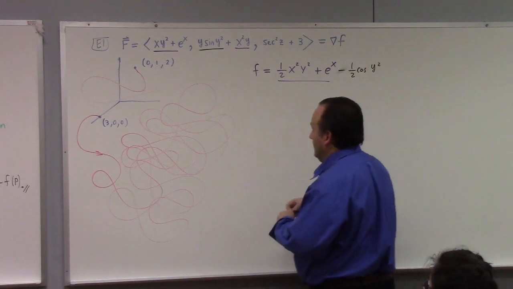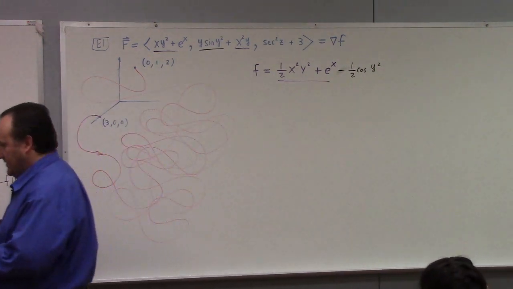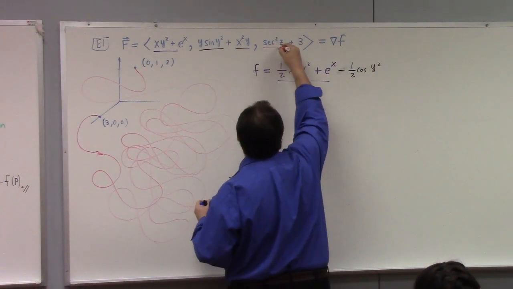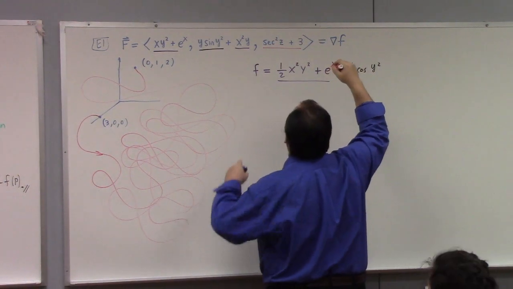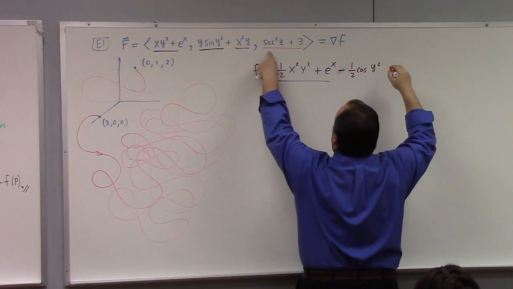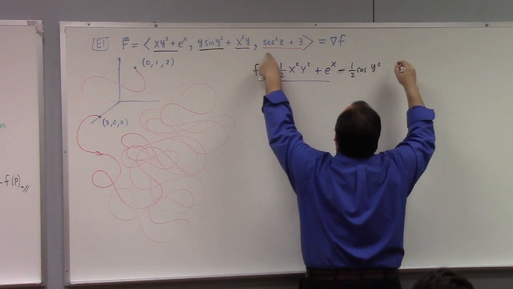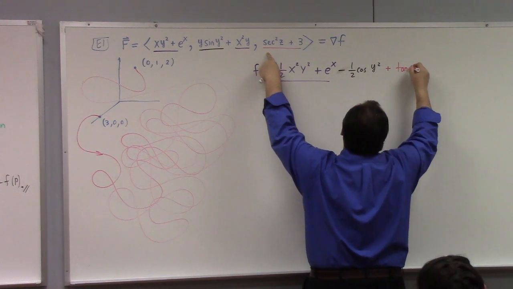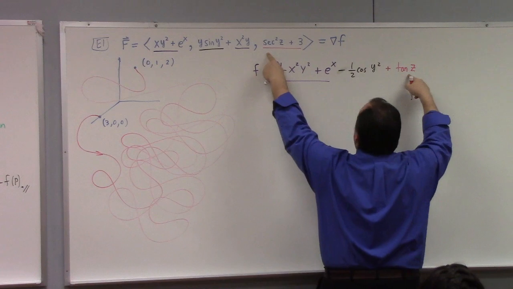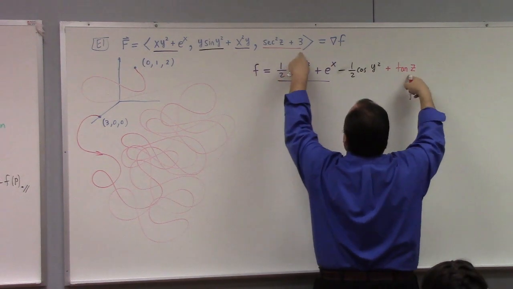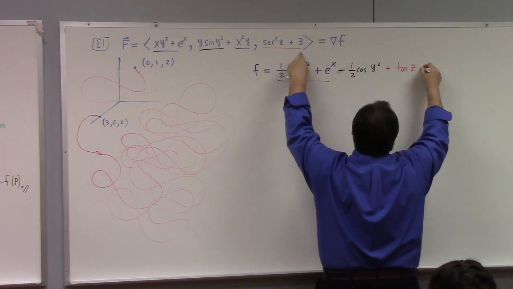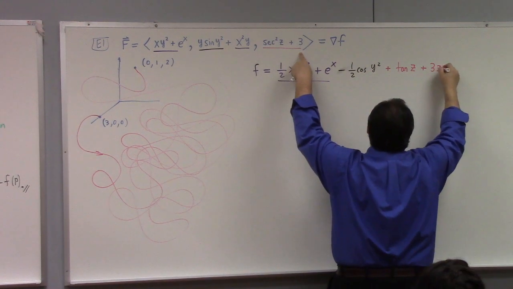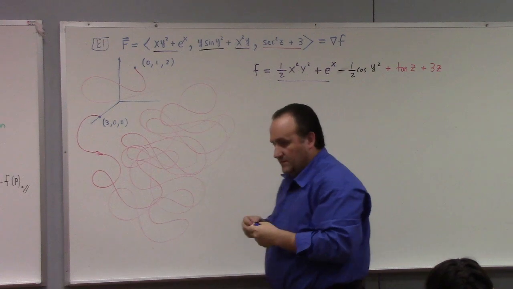And then I need another color. I guess I'll go back to red, although this red is kind of dying. This one here, to get that, how do you integrate secant squared with respect to z? What do you got? Tangent. Tangent z. Derivative of tangent, secant squared. Hooray. 3. How do we get a 3? 3z. Right. And there you go. There's your potential function.